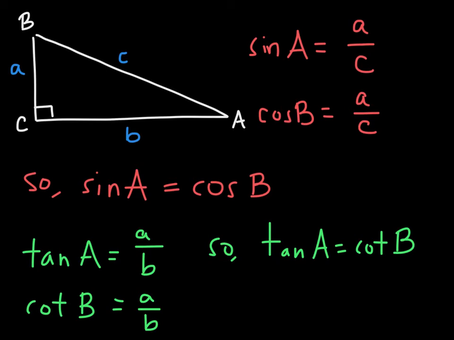Let me write that down for you. So we have these cofunction pairs: sine and cosine, tangent and cotangent, secant and cosecant. And what we just established is that sine of an acute angle is equal to cosine of the complement of that angle. So for example, sine of angle A, let's assume that A is acute, okay, is equal to cosine of the complement of angle A.